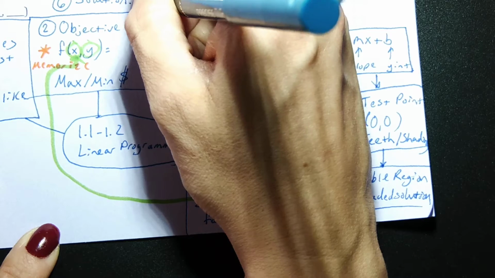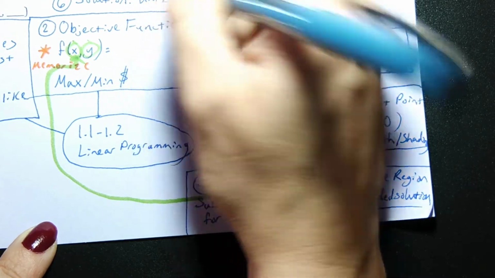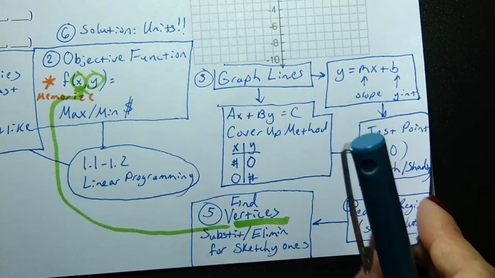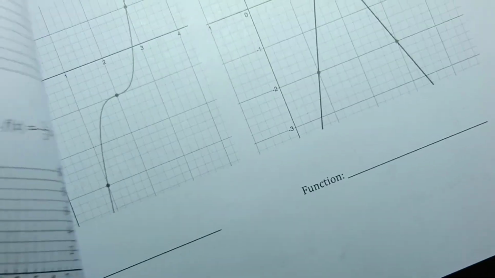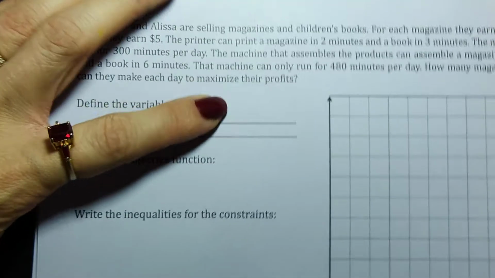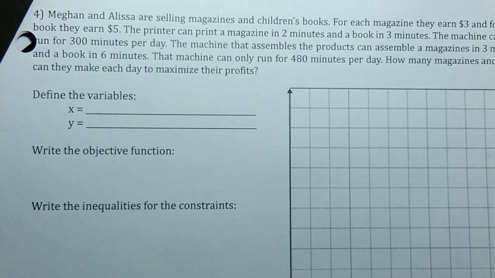And make sure with the solution, you include your units. So that kind of gives us an outline of what we're going to be doing with these linear programming problems. So I'll leave you guys to do the first two. We're going to go ahead and walk through number 4, which is on page 3, starting with writing our function and defining our variable. So all these steps will be laid out for you on the final.